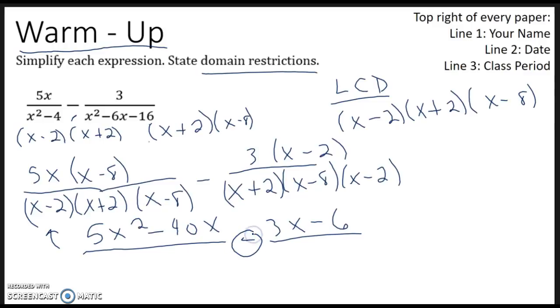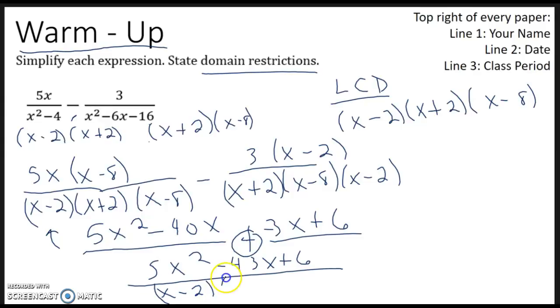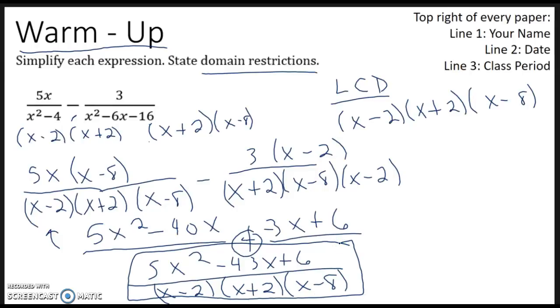Because this is subtraction, I'm going to change it to adding the opposite. That becomes a plus, that becomes a negative, that becomes a plus. I now have 5x squared minus 43x plus 6 all over x minus 2, x plus 2, x minus 8. Now, 5 times 6 is 30. That's never going to get me to 43, so I'm not even going to try to factor that top. Okay, so I've simplified that expression.